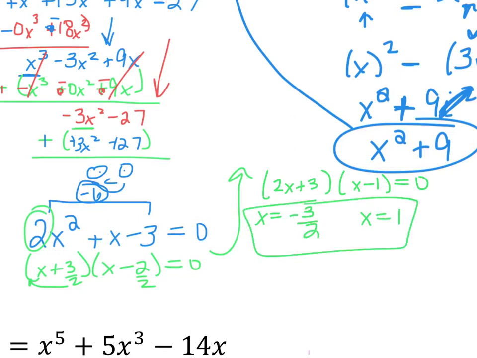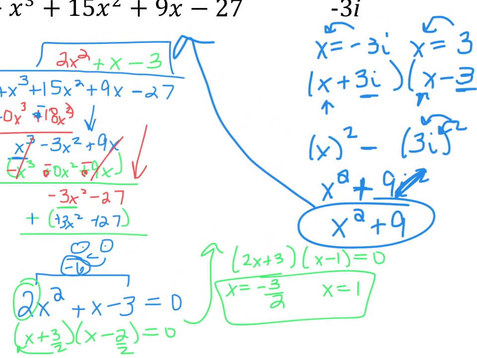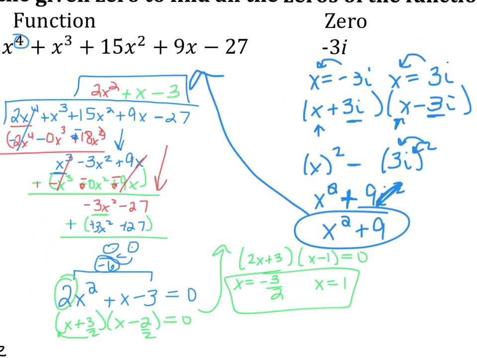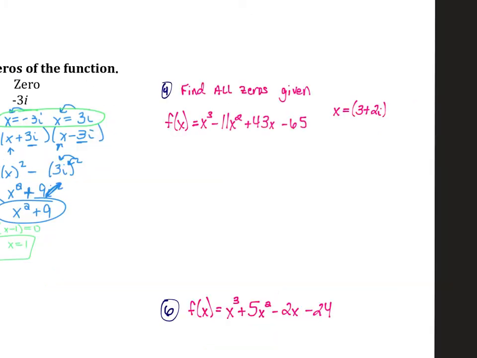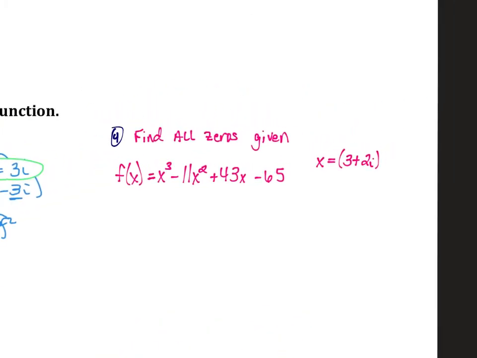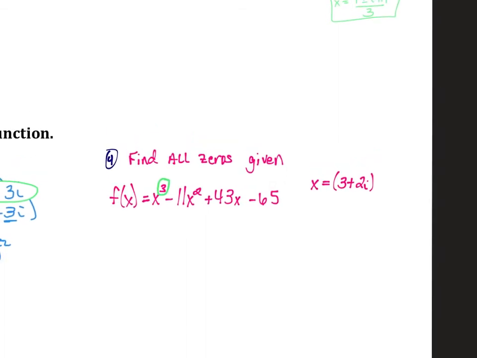So I have 4 zeros. They are at negative 3 over 2, x equals 1. And then I have 2 more up here at negative 3i and positive 3i. All right, same thing goes for this one. I have x to the third power. That means I have 3 zeros. So I have x equals 3 plus 2i. I have x equals 3 minus 2i. And then I'll have my last x equals, which I'm going to find.